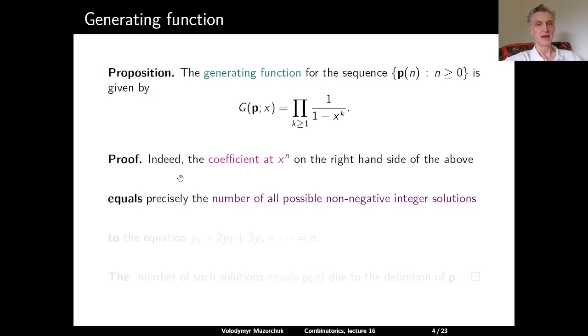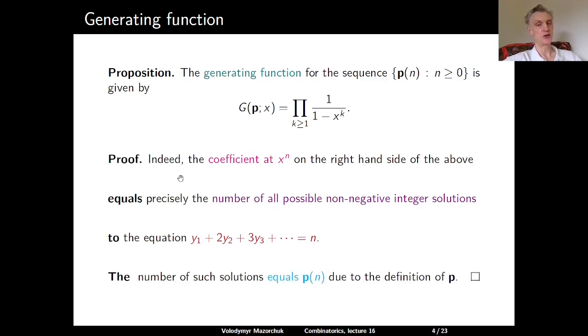Indeed, the coefficient at x to the power n on the right-hand side of this equality, in this product, equals the number of all possible non-negative integer solutions to the equation y1 plus 2y2 plus 3y3 and so on equals n. And this number is clearly equal to p of n due to the definition of p. y1 tells how many parts are equal to 1, y2 tells how many parts of the partition are equal to 2, y3 tells how many parts are equal to 3, and so on. So this uniquely describes a partition.